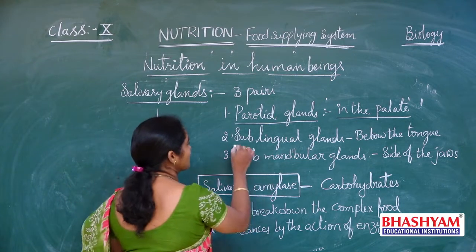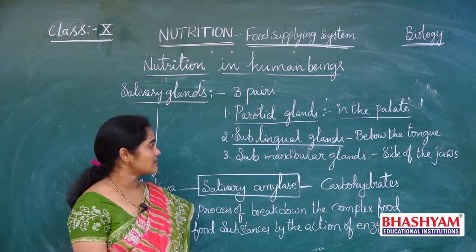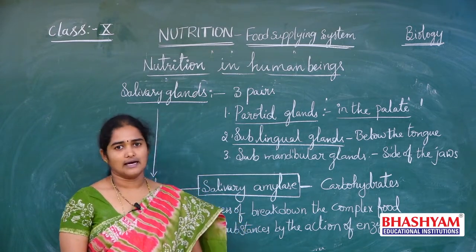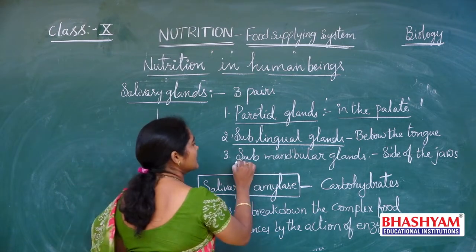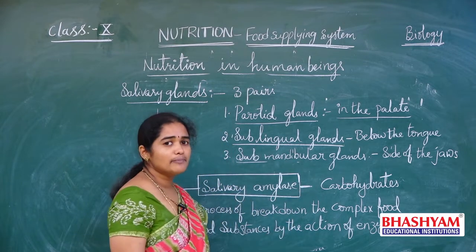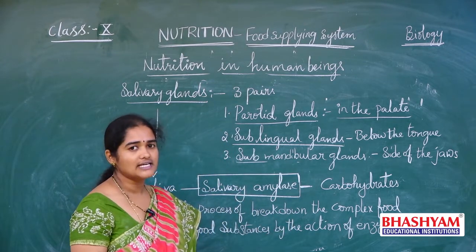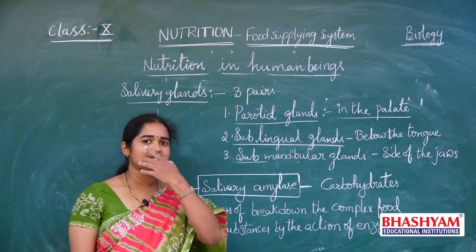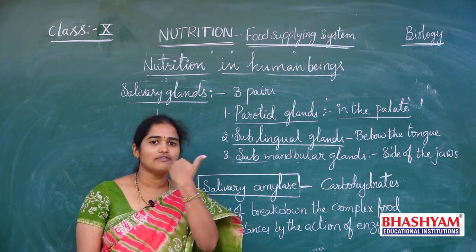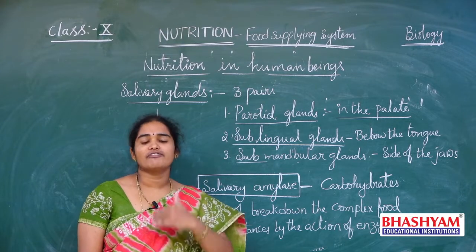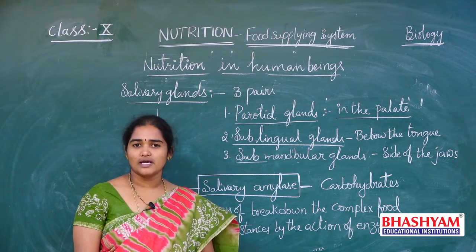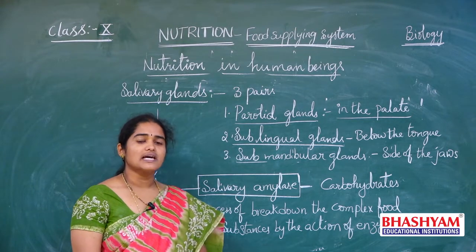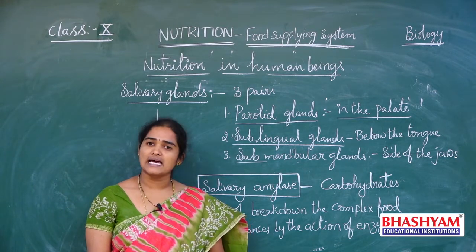And coming to the sublingual glands. A pair of sublingual glands are located below the tongue. Below the tongue. And next, third pair is submandibular glands. What is it? Submandibular glands are located at the sides of the jaws. On the side of the lower jaw, this pair of salivary glands is located. These salivary glands mainly produce a substance called saliva.